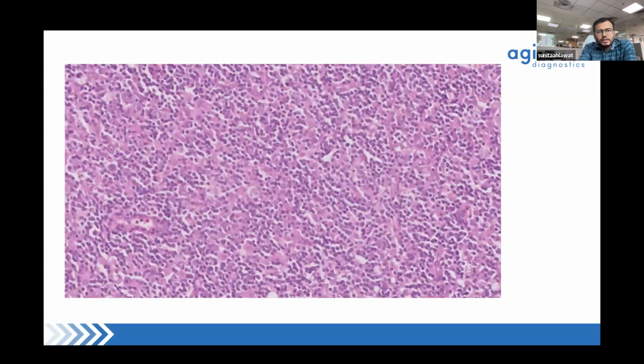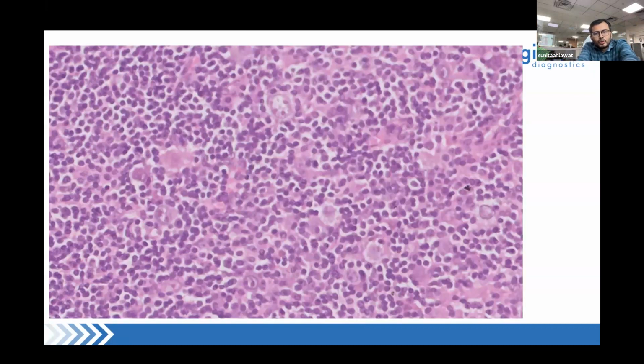So in the high power, we can see monolobated and bilobated large cells with a background of small lymphocytes, histiocytes, and high endothelial venules. We can see those binucleated cells and monolobated cells, and these cells have prominent nucleoli. So the DD here with me is again NLPHL and classical Hodgkin lymphoma.